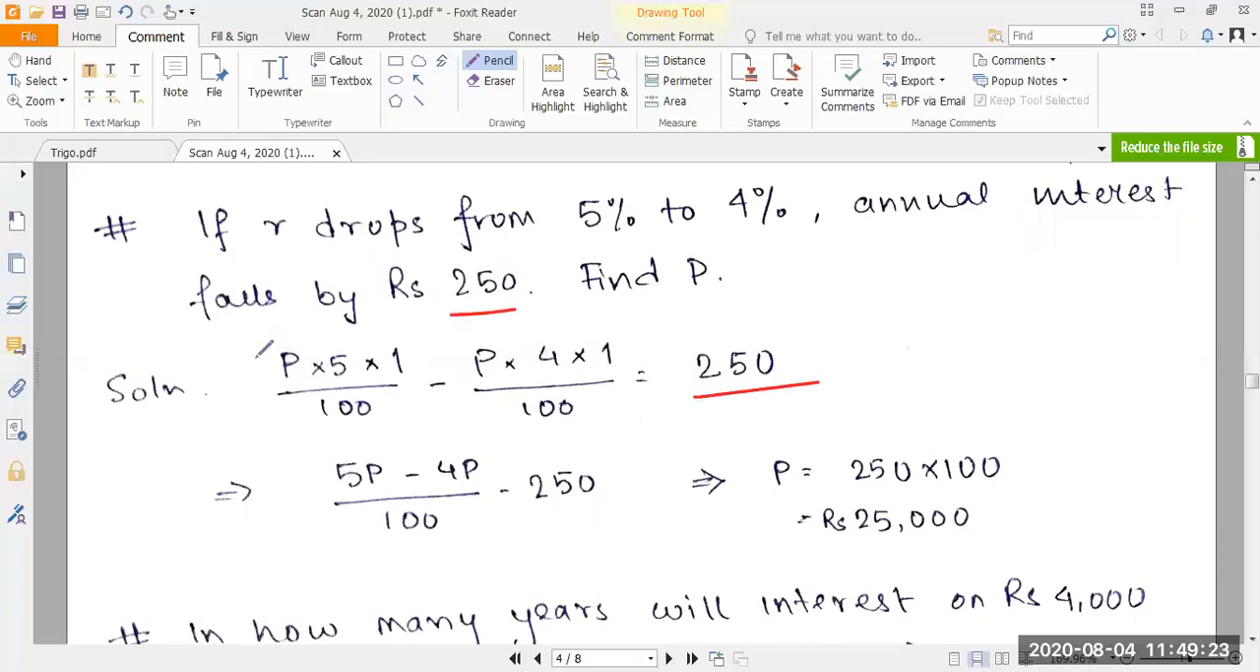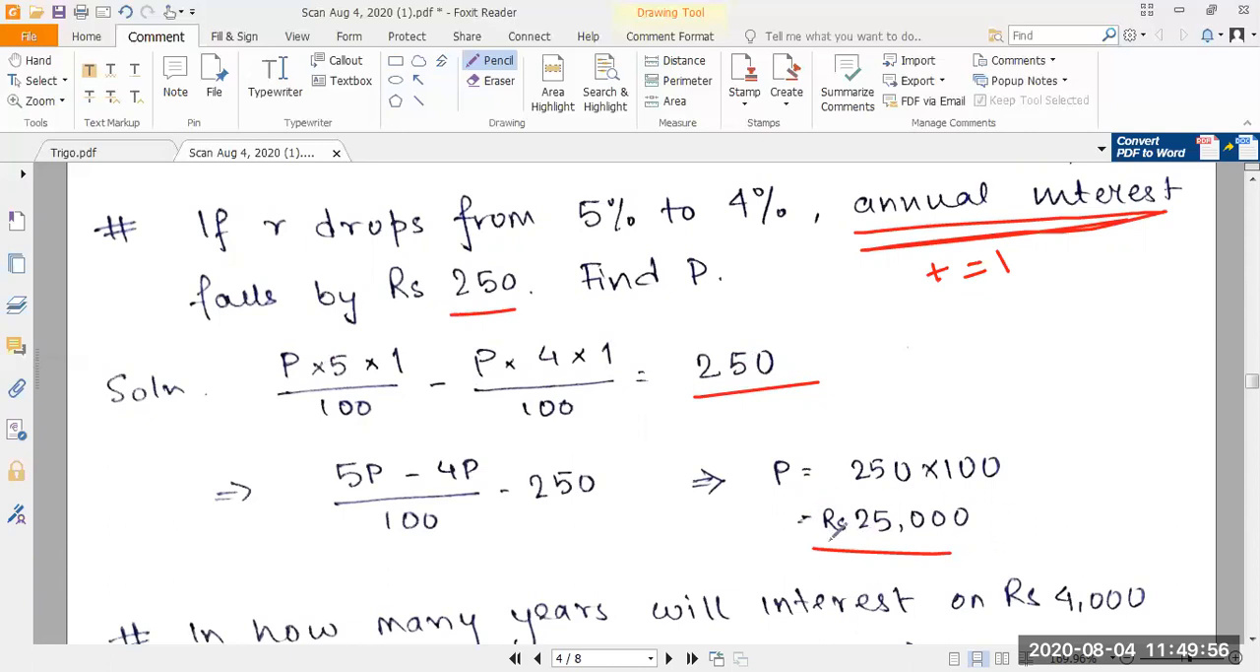As you see, it's PRT. Since I'm talking about annual interest, I take T equals 1. So I have PRT by 100 when R is 5 minus PRT by 100 when R is 4, and I take the difference to be 250. This is essentially an equation in P. I can solve for P, and if I do so, I get the answer to be 25,000.